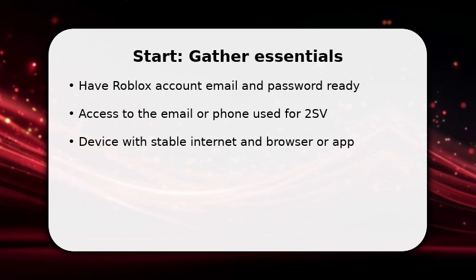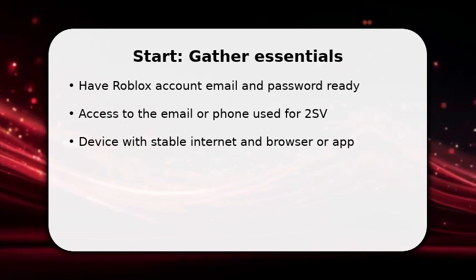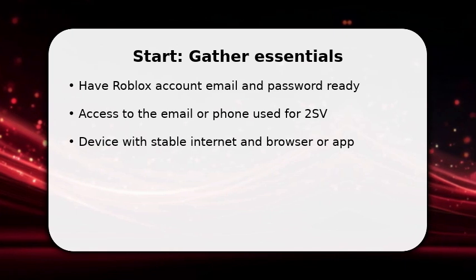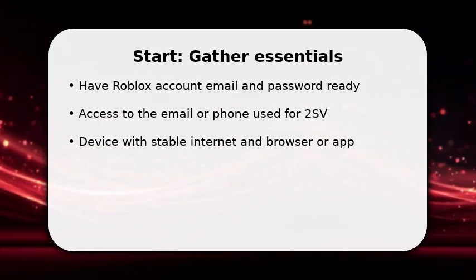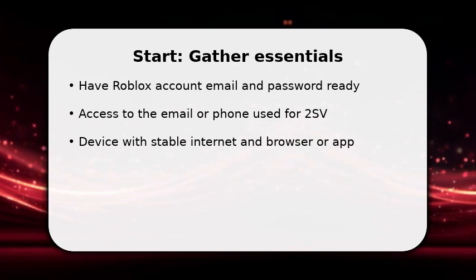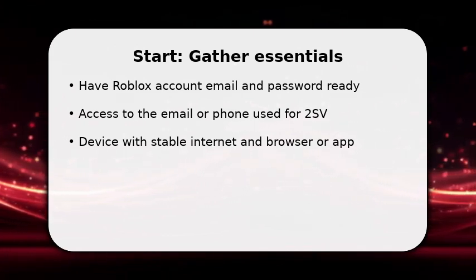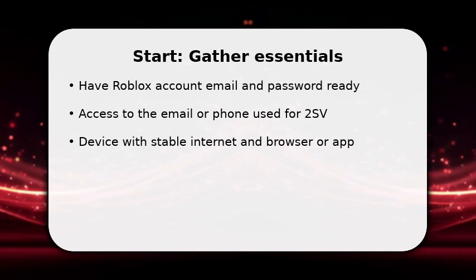Once done, make sure you can receive codes. Check spam for email codes and signal strength for SMS. If you use an authenticator app, open it now so you can compare codes. These prerequisites prevent delays and give you immediate options to change or remove two-step verification.